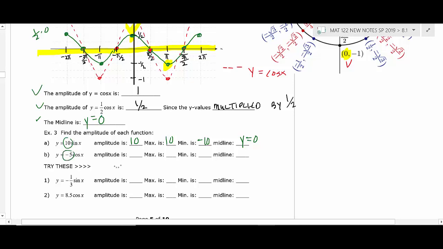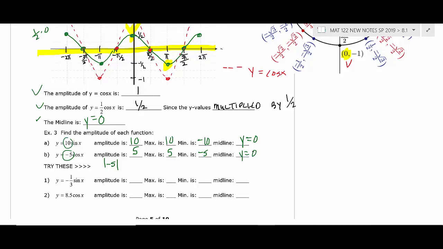Part B, the amplitude is the absolute value of -5, so it's 5. Just always remember that an amplitude is a distance. Therefore, it's always a positive number. The max would be 5, the min would be -5, and the midline would be 0. Okay, so still the same idea. If the amplitude's 5 on this problem, then you would have 5 and -5 as the max and min.